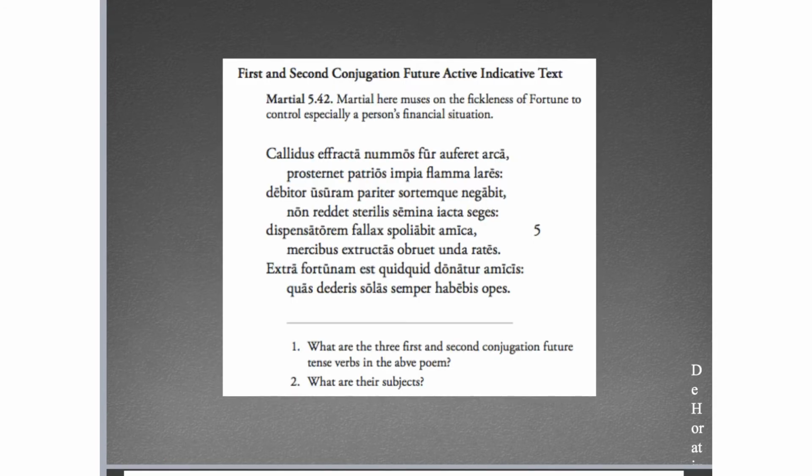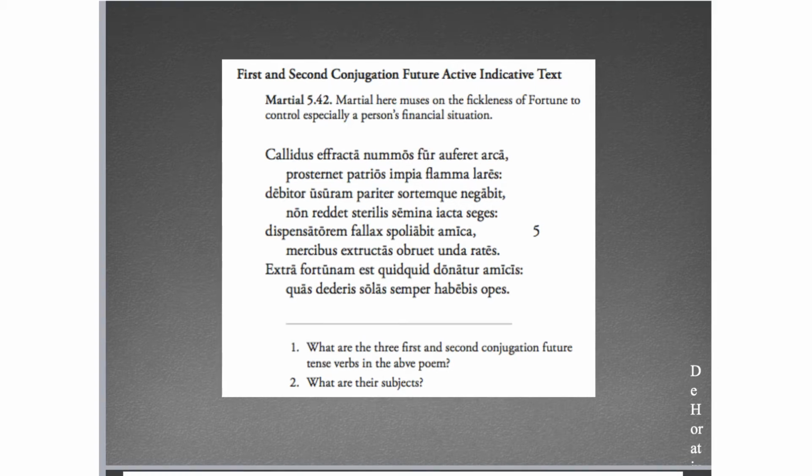All right. So here is a little text. Find three first and second conjugation future tense verbs in the above poem. I'll pick out maybe one. All right, so negabit is there. Sorry about that. Negabit is there. All right, spoliabit is there. See if you can find the other one.